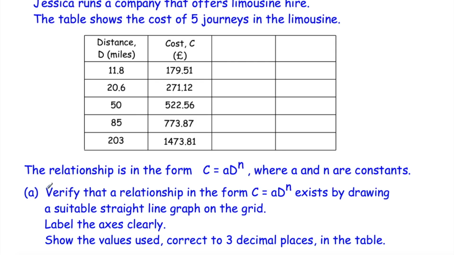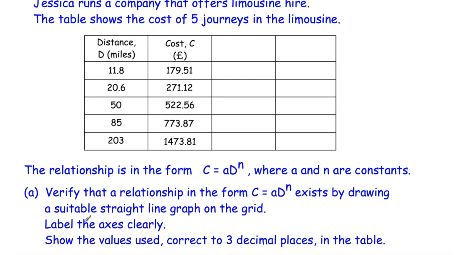And then if we carry on, part A says, verify that a relationship in the form C is equal to AD to the power of n exists by drawing a suitable straight line graph on the grid. If you've been given information like this, where we've got this power, and you draw a log-log graph, which we're going to do, then if our relationship exists, you'll find that the log-log graph is a straight line. So whenever we draw this log-log graph, we should hopefully find a suitable straight line graph on the grid. And if there's a straight line graph, then this relationship exists.